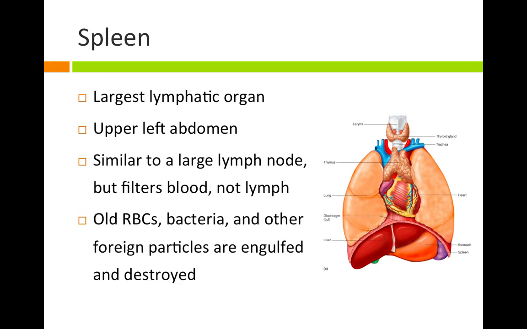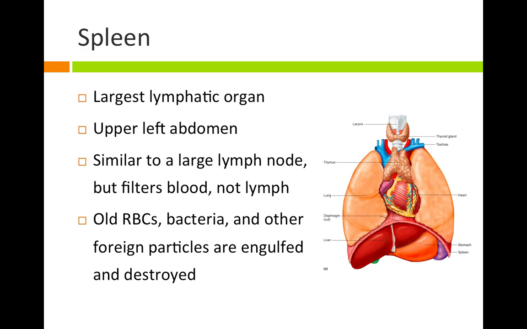The spleen is the largest lymphatic organ. It's found in the upper left side of your abdomen near your stomach and your pancreas, so it kind of sits on the side of your stomach. It's similar in internal structure to a large lymph node, but instead of filtering lymph, it filters blood. As it filters blood through its network, old red blood cells, bacteria, and other foreign particles undergo phagocytosis. They're engulfed and they're destroyed.